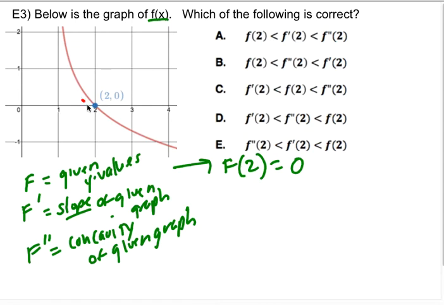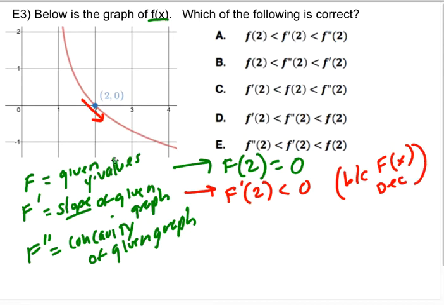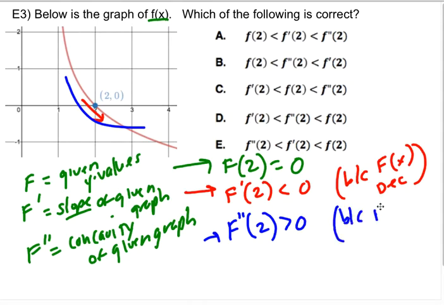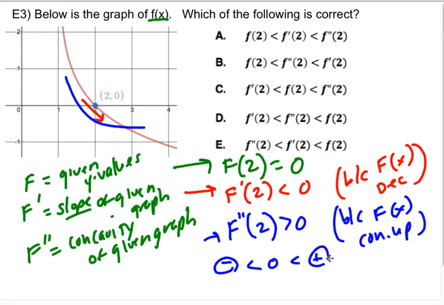So what I want you to notice is that at 2, right, f prime of 2 is less than 0 because f of x is decreasing, right? You can see that it's going downward, right? And similarly, see how this is cupping upward, right? So f double prime of 2 is greater than 0 because f of x is concave up. So you now have one number that is less than 0, one number that is more than 0, and one number that is 0, which means you can write these in order, right? Because a negative number is less than 0 is less than a positive number. That's 100% how it works.